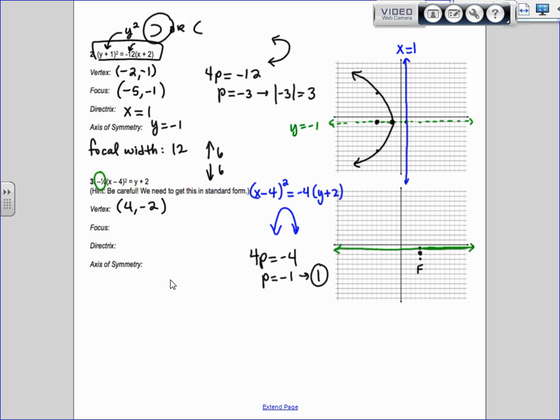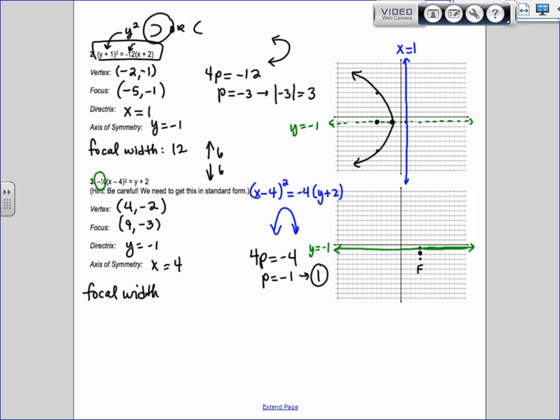All right, now I need the focal width. Oh no, I skipped a lot of steps, didn't I? I was just going for it. All right, so the focus: it was 4, comma, -2 for the vertex, so it's going to be 4, comma, -3, right? We went down 1 to get to the focus. The directrix was a y equals equation. In this case, it's y equals -1. What about the axis of symmetry? x equals 4.